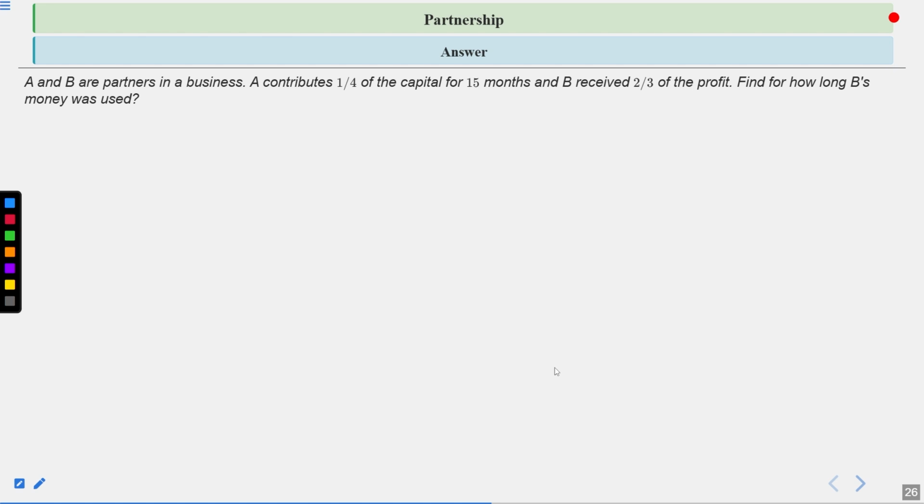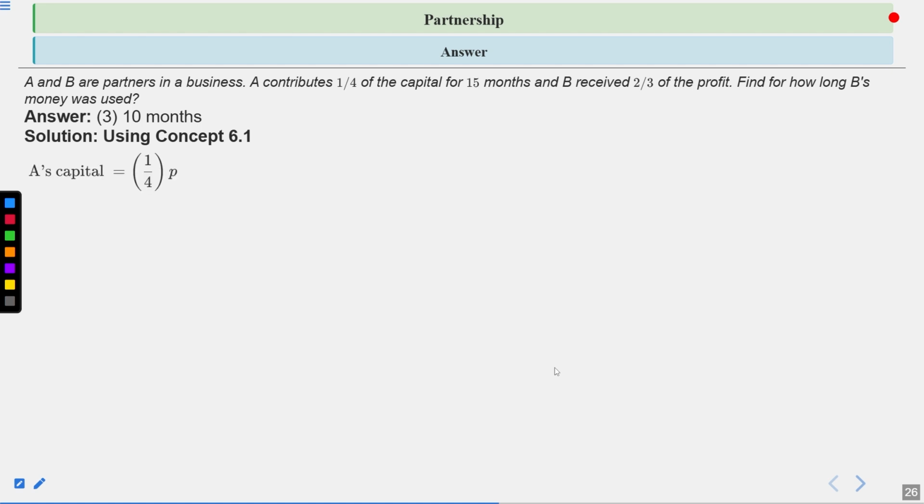So we need to calculate the time. Then we make the ratio and we get our answer. So the correct answer of this question is the third one, which is 10 months. Now see the detailed solution using concept 6.1 in this question.